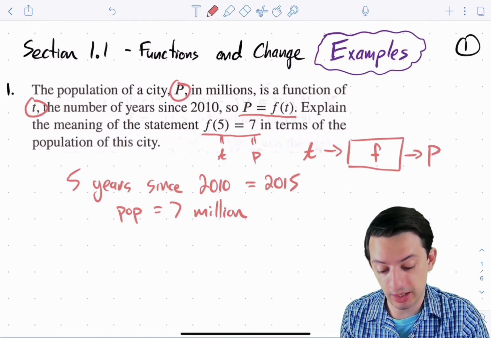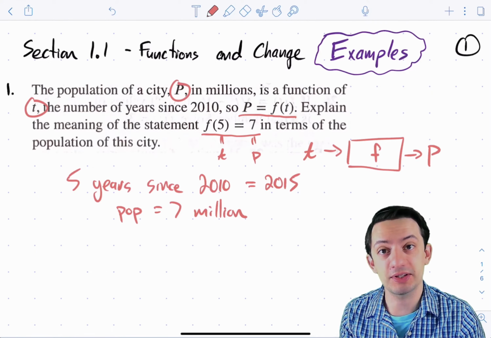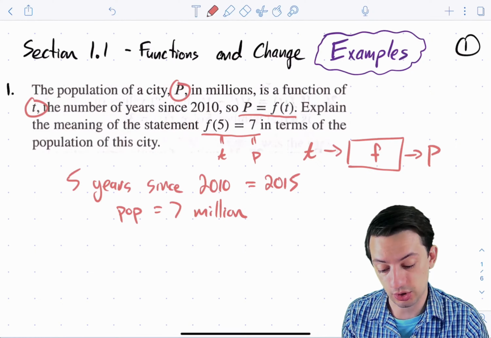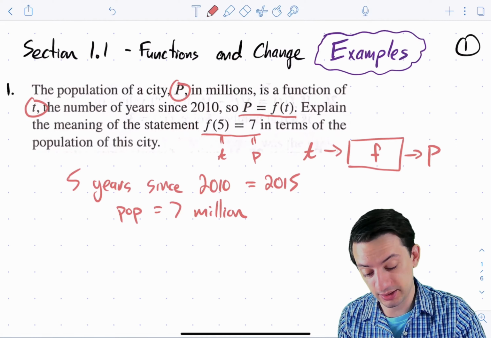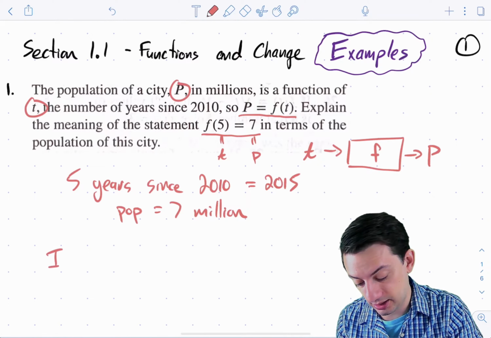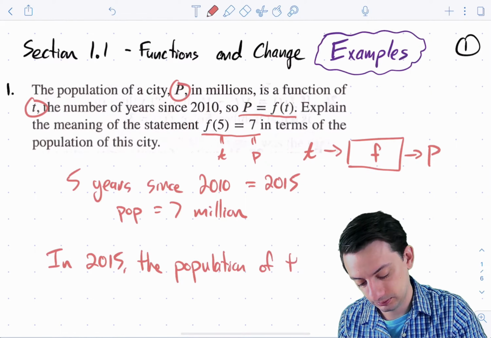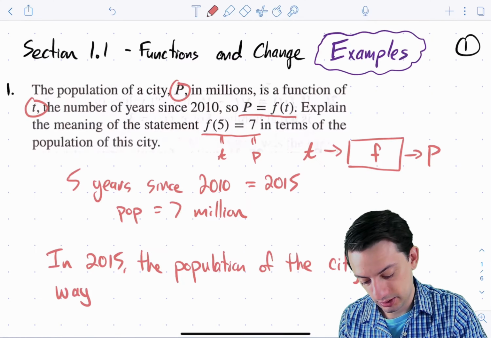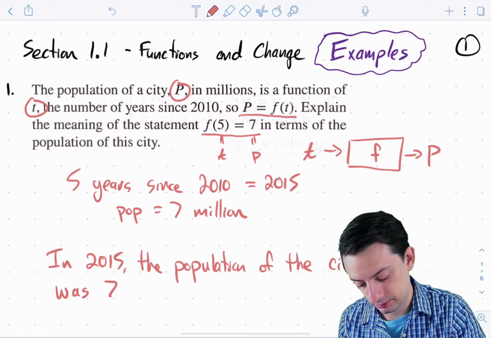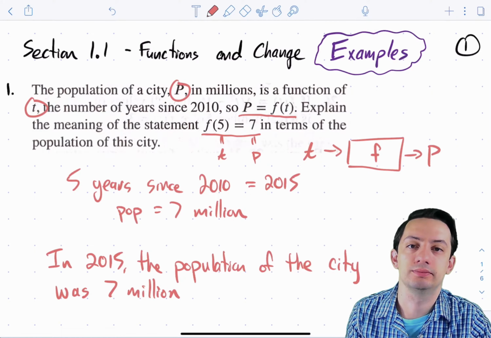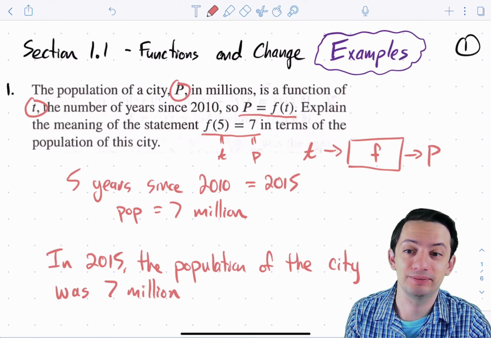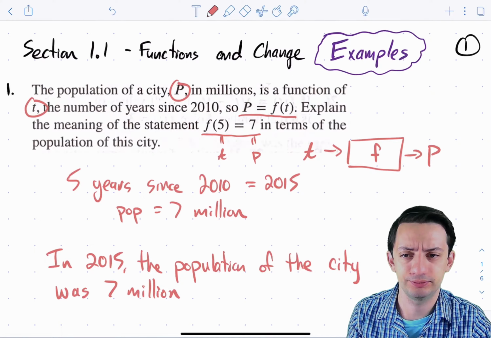So let's write this in one nice answer. Explain the meaning of the statement f of 5 equals 7 in terms of the population of a city. What it means is that in 2015, the population of the city was 7 million. Okay, so that's our answer for number 1. Hopefully not too difficult.